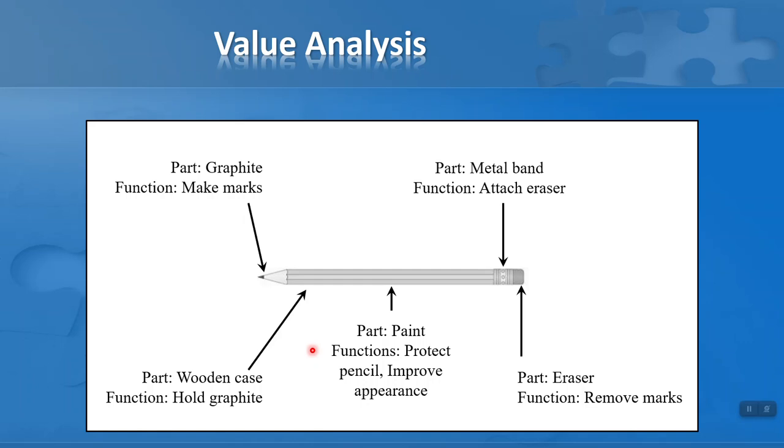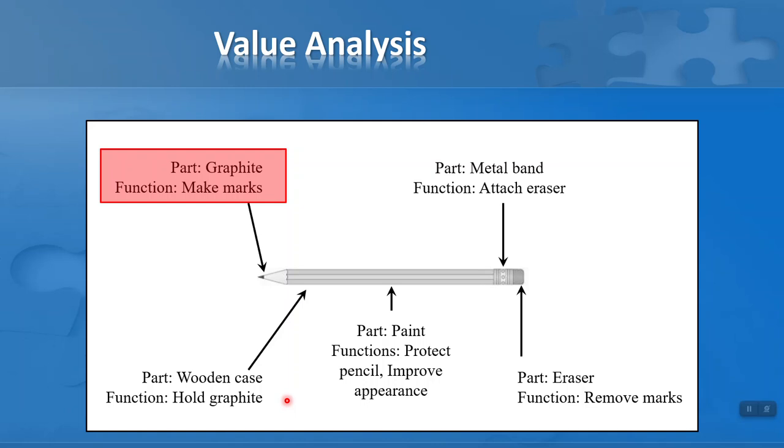But I also want to look at each component from the function point of view. The function of the graphite component is to make marks. The function of the metal band is to attach and hold the eraser. The function of the eraser is to remove the marks. The function of the paint is to protect the pencil and improve the appearance, for example, with colors and logos. And finally, the wooden case's function is to hold the graphite.